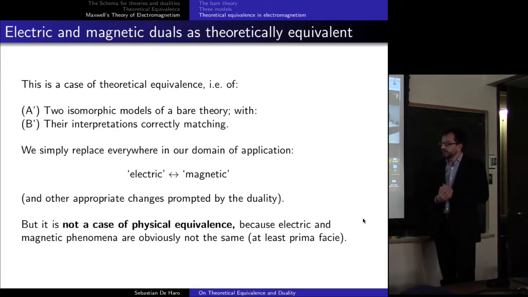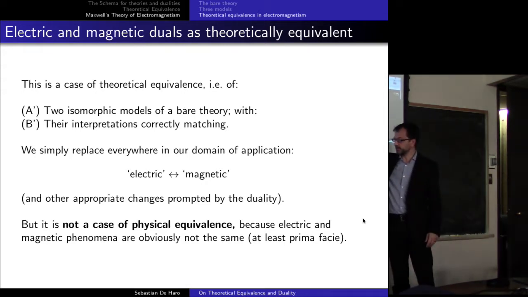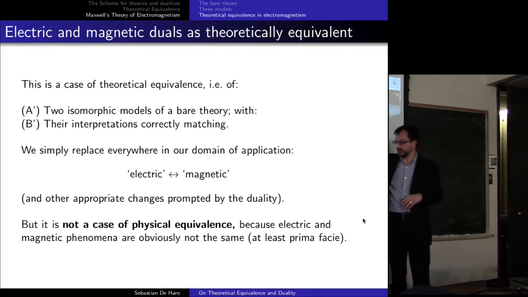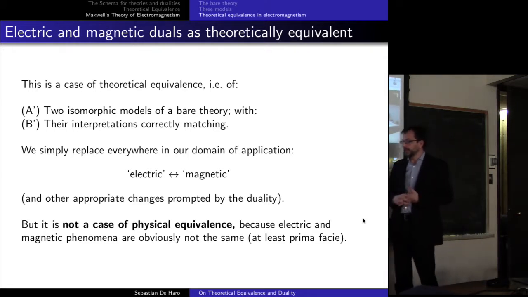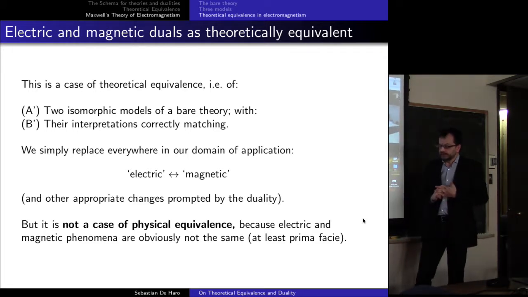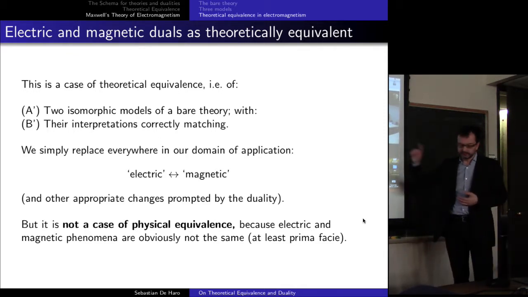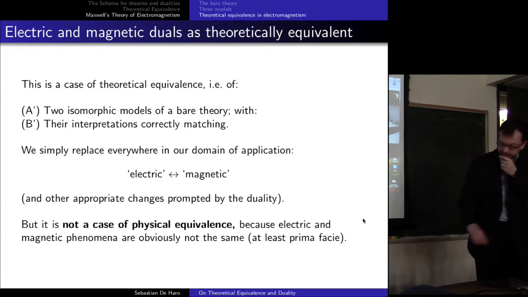So this is a case of theoretical equivalence, of two isomorphic models, and also of two matching interpretations, because for the interpretation, we simply replace everywhere electric with magnetic, and make other appropriate changes that you might need to do. But again, like in the case of the Kramers-Wannier duality, at least prima facie, it's not a case of physical equivalence, because electric and magnetic phenomena are obviously not the same. So unlike the previous case of the Faraday model and the gauge invariant model, here, at least on the usual understanding of electric and magnetic phenomena, they are not obviously the same.